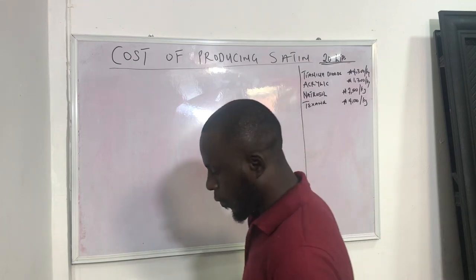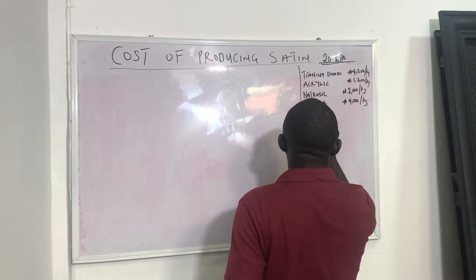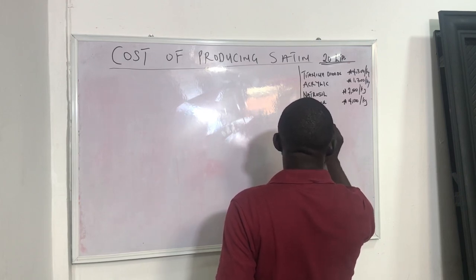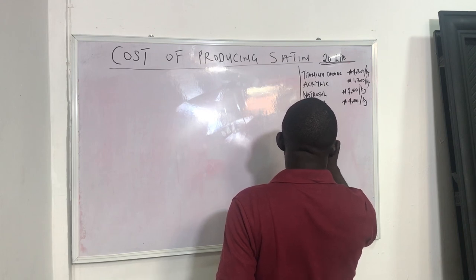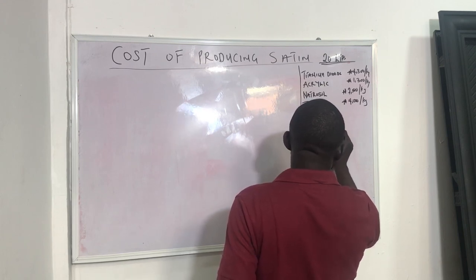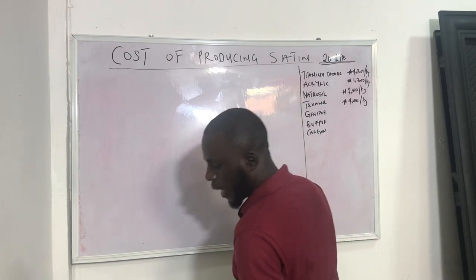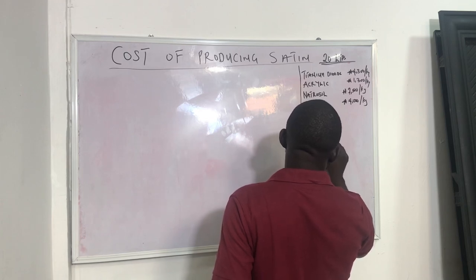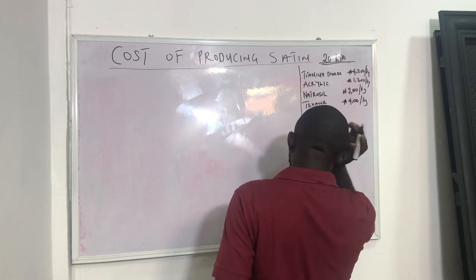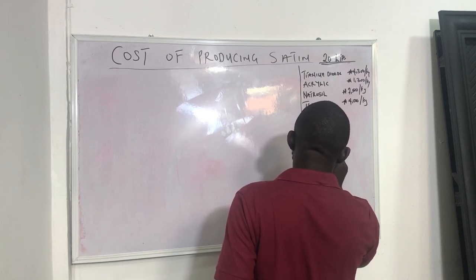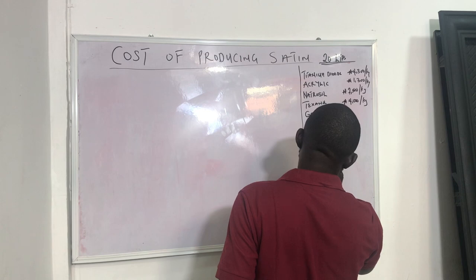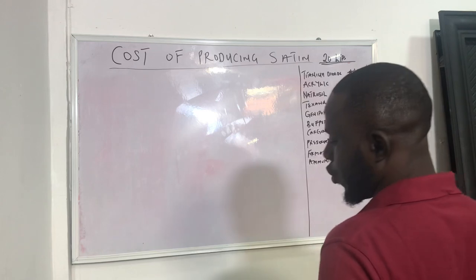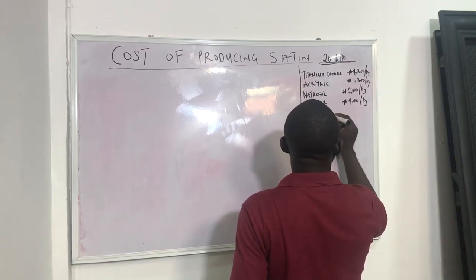You need your Jennifer. You need your Bufa. You need your Carbon. You need your preservatives, formalin, ammonia. I think these are the chemicals you need to produce satin paint.